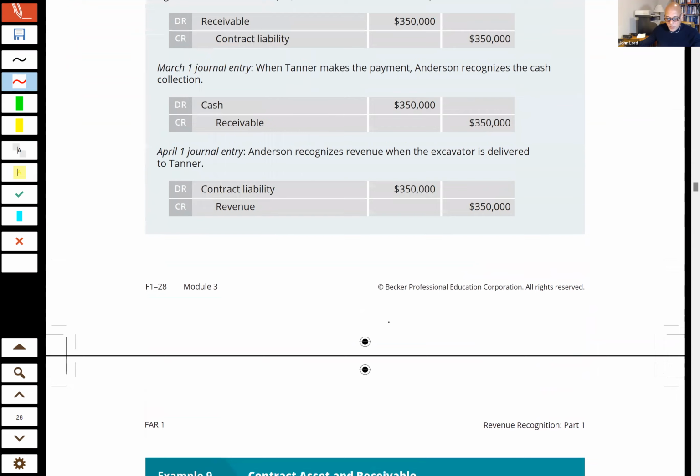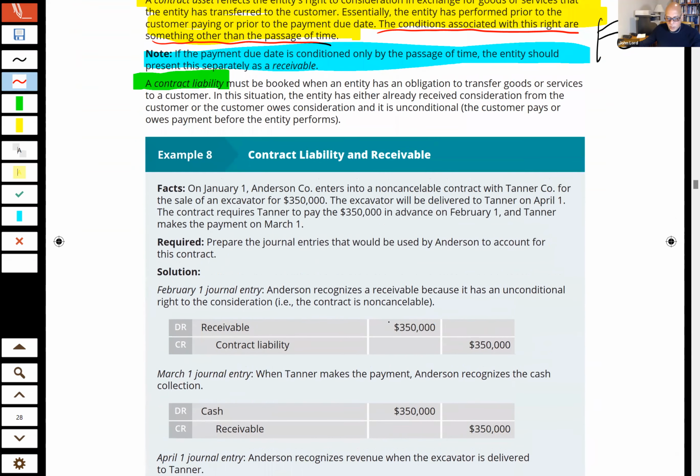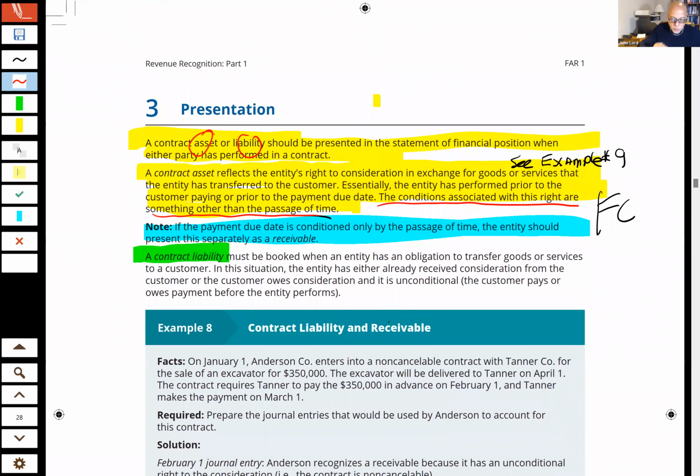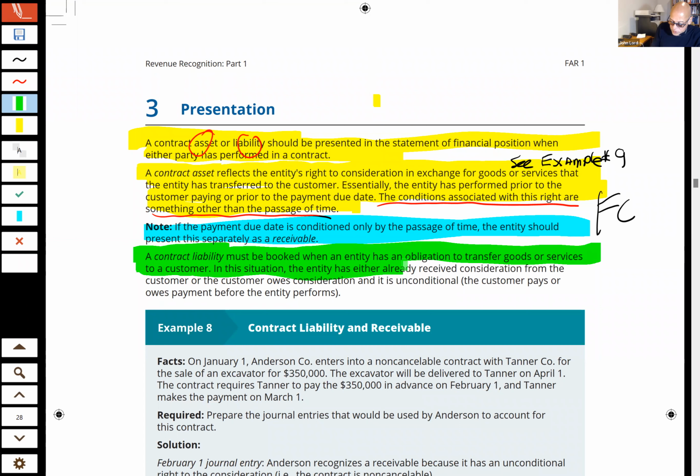Okay, good. Now you come over, and we also said it could be a contract liability. So I just wanted to come back to the contract liability. It must be booked when an entity has an obligation to transfer goods or services to a customer. In this situation, the entity has already received consideration from the customer, or the customer owes consideration, and it is unconditional.